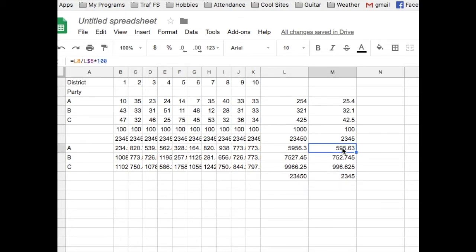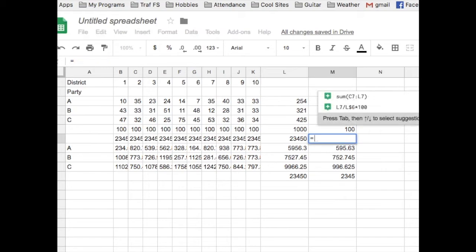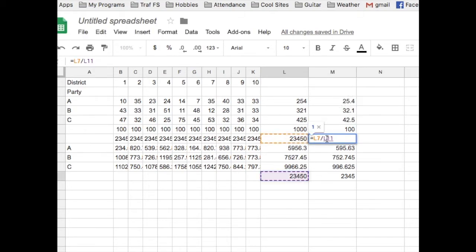Let us figure out the percents. Because it's locked onto L6, and it shouldn't be locked onto L6, it should be locked onto this total number. Go back here and figure out the percent. It's equal to this number divided by that number, and I'm just going to put a little $ sign there, okay, and then multiply by 100. That's 100% of our people. That makes sense. Let's fill that down.